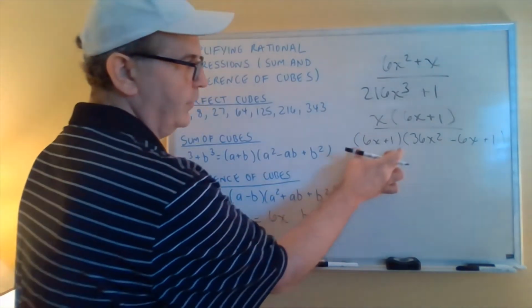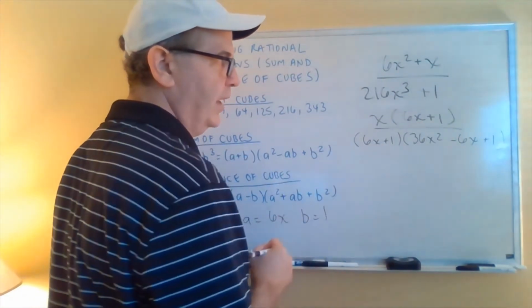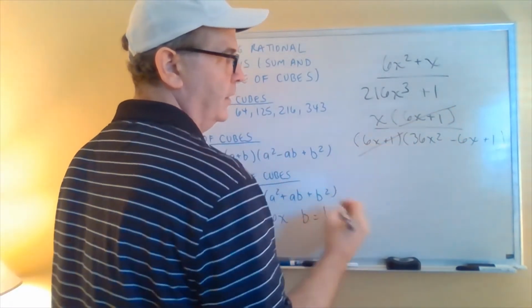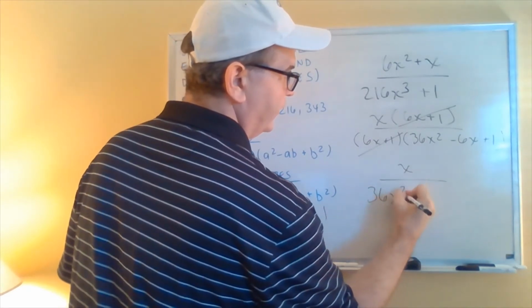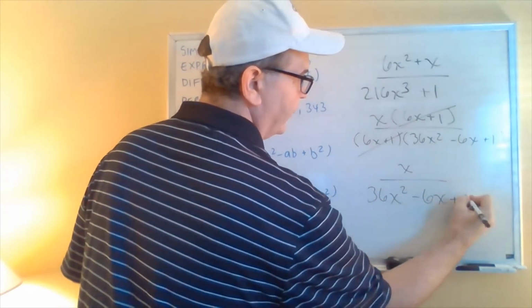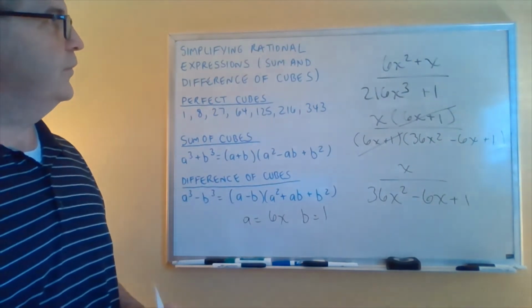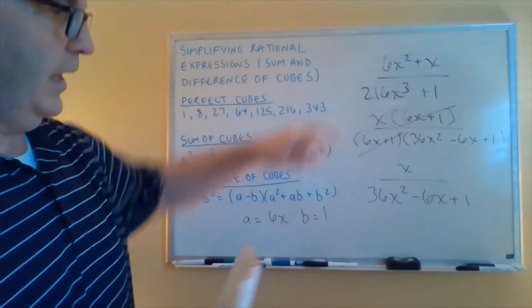But look what we got here. We have a 6x plus 1. We have that same factor in the top. We have it on the bottom and top, so we can cancel them out. So we're going to end up with x over 36x squared minus 6x plus 1. And there is our answer for that example. This is our simplified version of what we were originally given up top here.